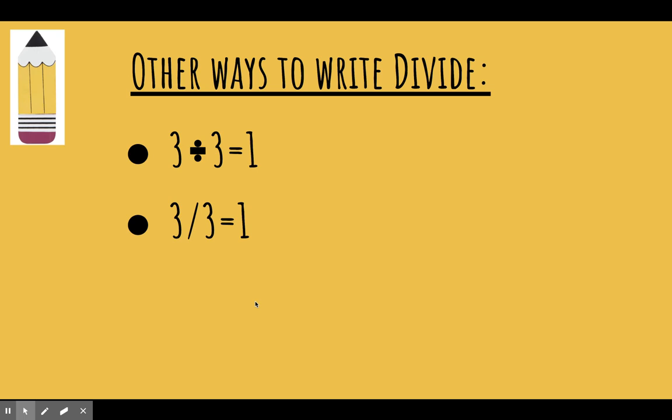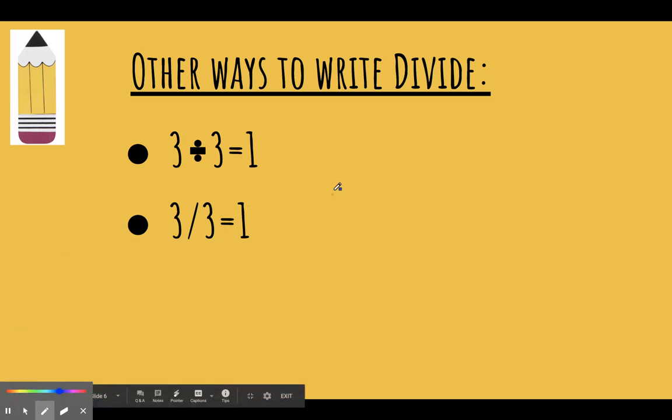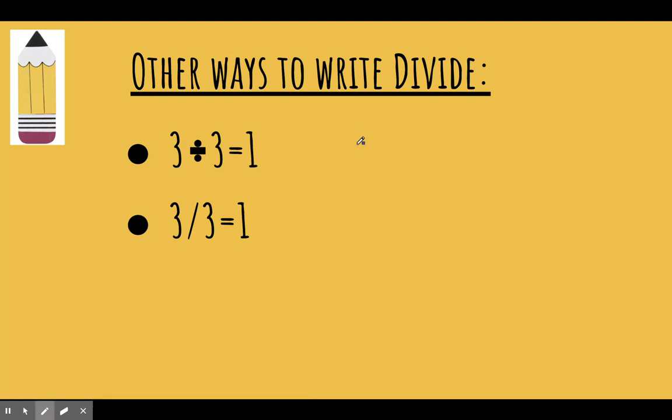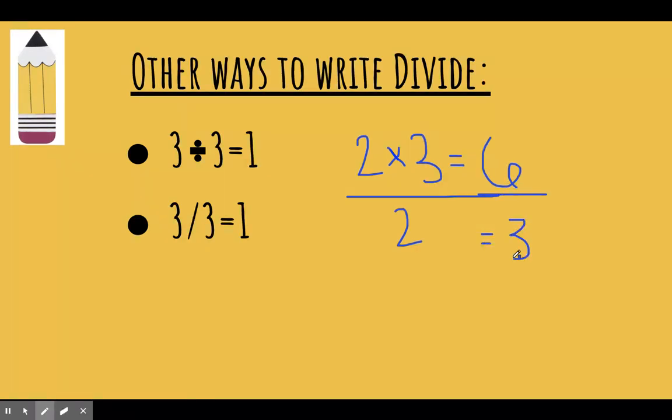And then we have other ways to write divide. So we have 3 divided by 3 equals 1. That's the typical way that you've probably seen. And then we have 3, and it's like a dash, slash, 3 divided by 3 equals 1. And then we can have a fraction line. So we could have, if we did 2 times 3 divided by 2. So 2 times 3 equals 6. And then you're going to divide 6 by 2. 6 divided by 2 equals 3. So those are just some other ways that you can see how to write division and multiplication.